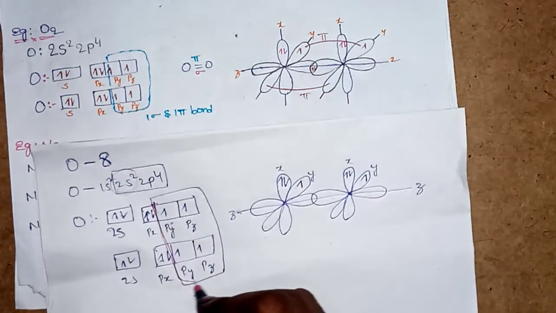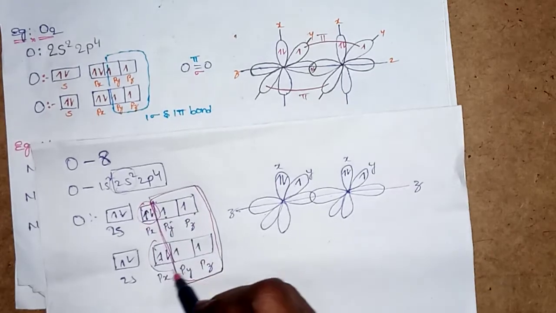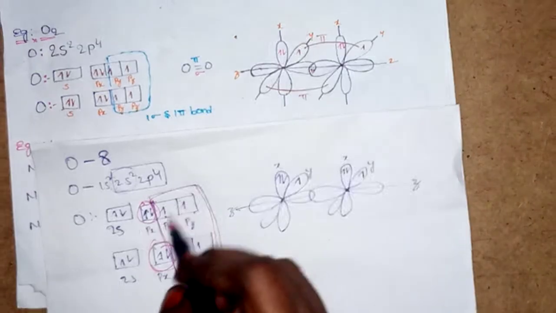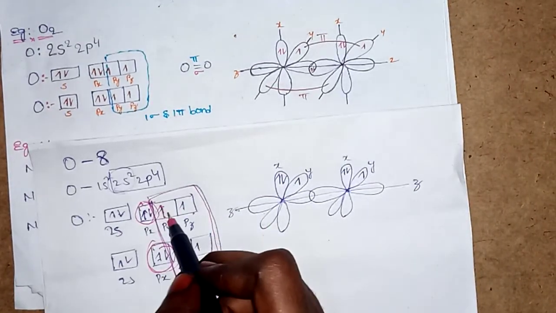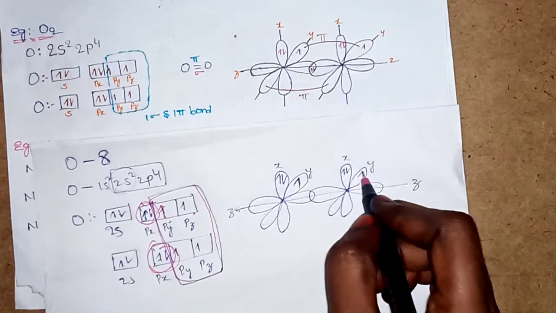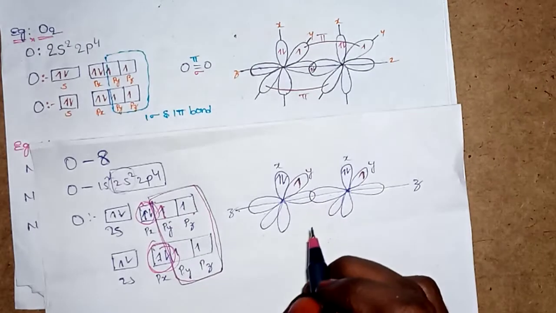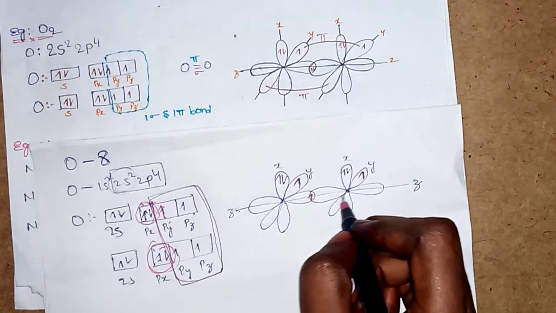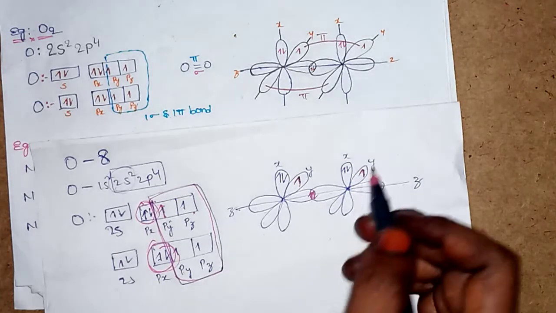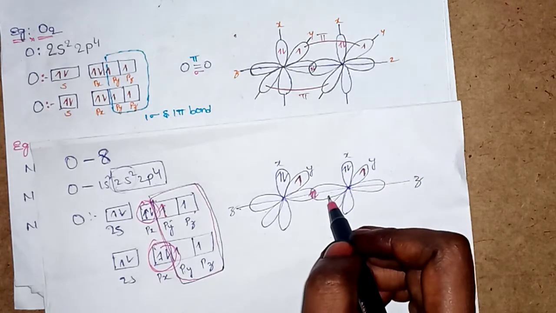These 2 orbitals are half filled, and this one orbital is fully filled. There is no need to discuss the filled orbital, and these 2 are half filled. Here 1 electron and here 1 electron. The pz orbital has only 1 electron, and this is another electron. Now let's see what kind of bond will form here. What kind of bond will we get here?